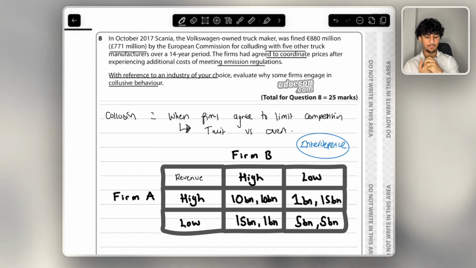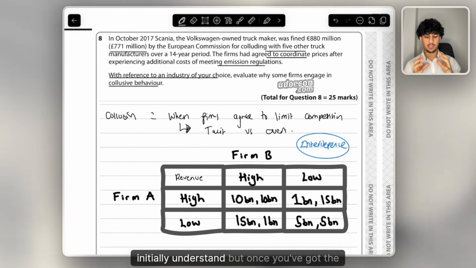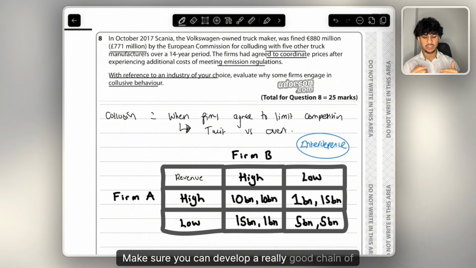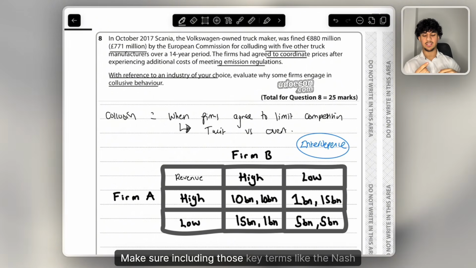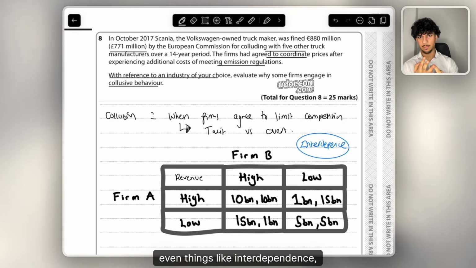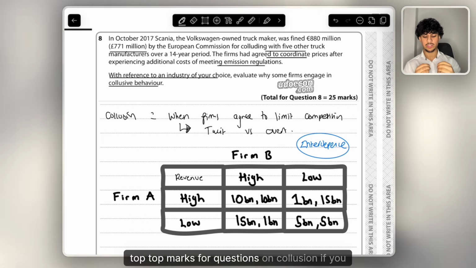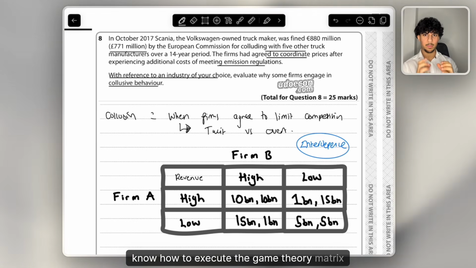So lots of examples here, and just make sure the game theory matrix is slightly hard to initially understand, but once you've got the understanding, just keep repeating it. Make sure you can develop a really good chain of analysis on it. Make sure you're including those key terms like the Nash equilibrium, the joint maximum revenue, even things like interdependence, the dominant strategy, and you can really pick up top marks for questions on collusion if you know how to execute the game theory matrix diagram.